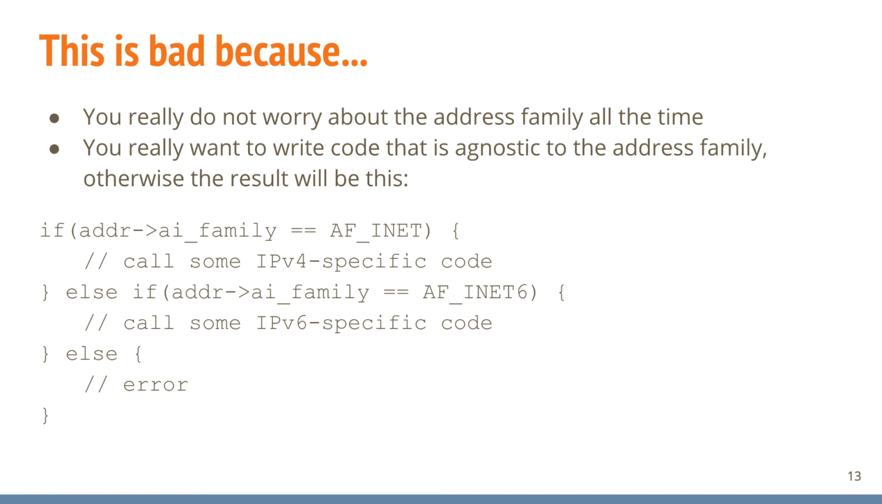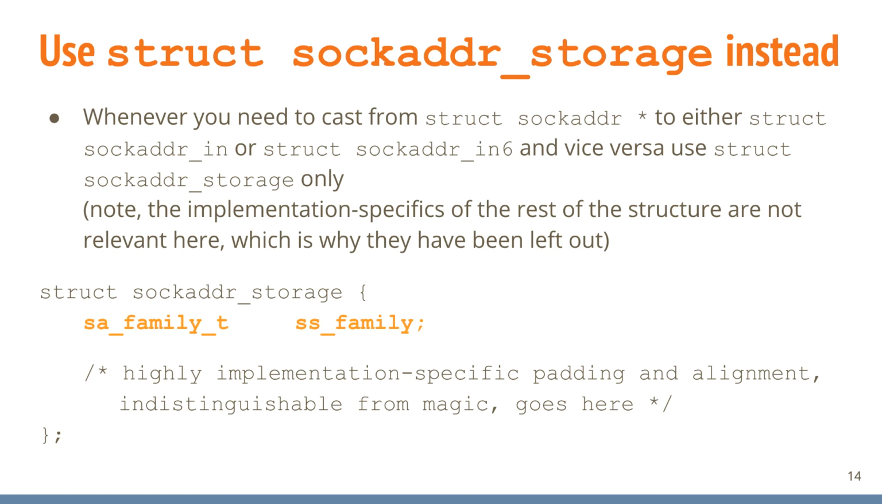Fortunately, there is a structure that can hold both IPv4 and IPv6 addresses. And that is sockaddr_storage. Whenever we can, we should be using this structure instead of one of the address family specific ones. That means whenever we have a pointer to a sock address structure, we will be using sockaddr_storage to cast to and from that pointer instead of using one of the address specific ones. Hopefully, this will become much clearer once we start using these in code.